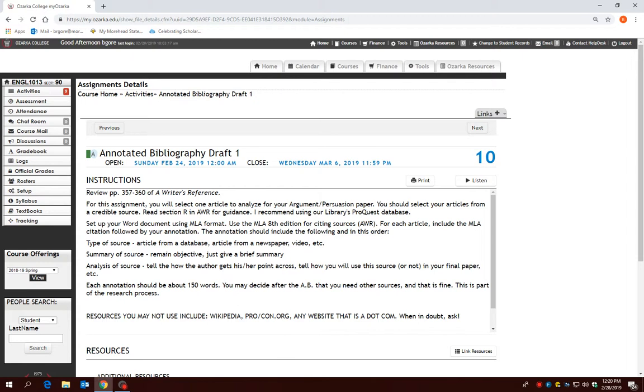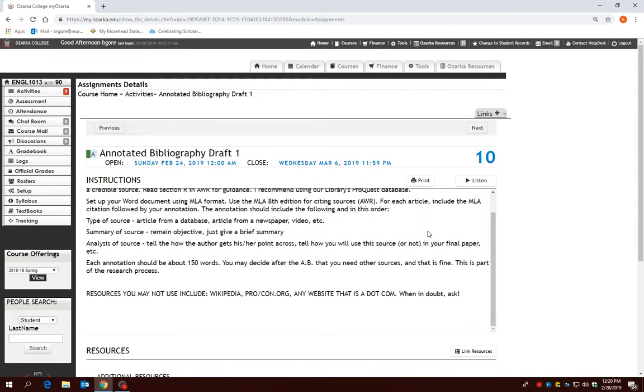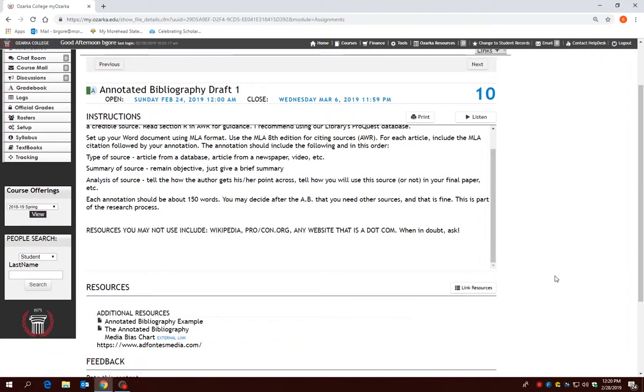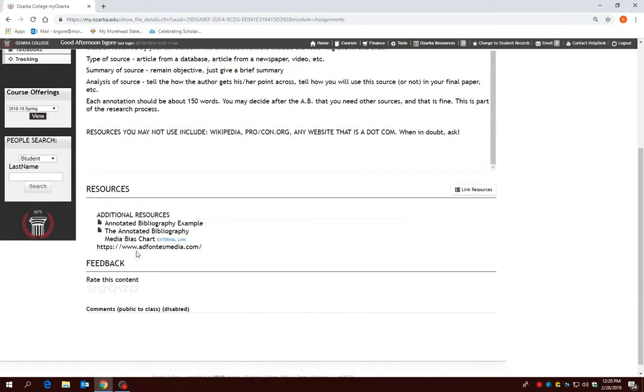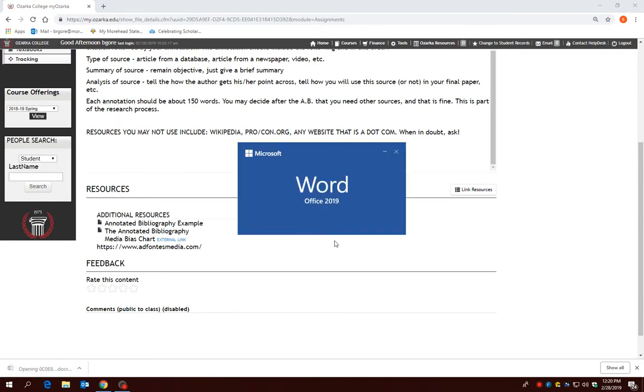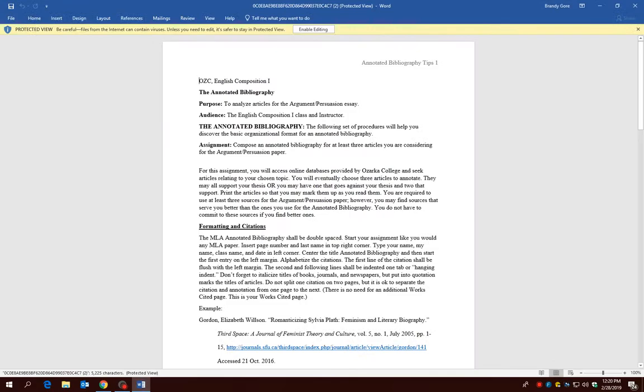Here is the information in the irregular instructions. I do ask that you not attempt to use Wikipedia, procon.org, or any website that is a .com. We'll talk about that in a minute when I show you one of the linked resources. The annotated bibliography that's linked below is a full explanation of the whole assignment. What you are working on right now is just drafting.